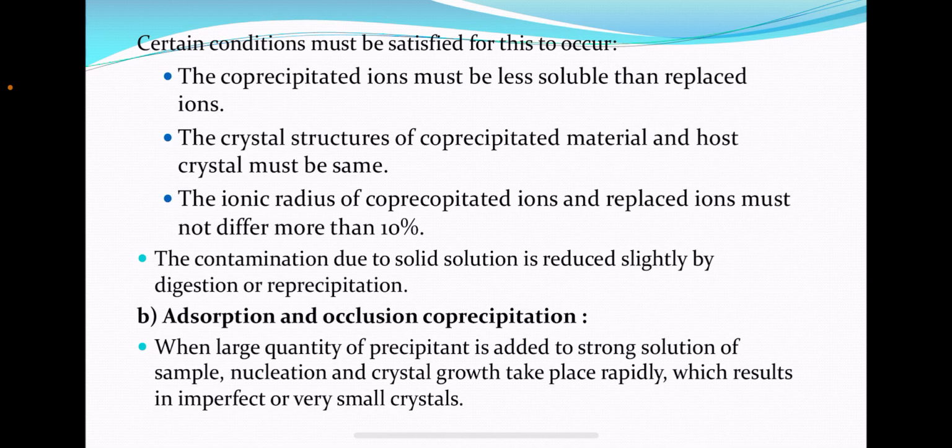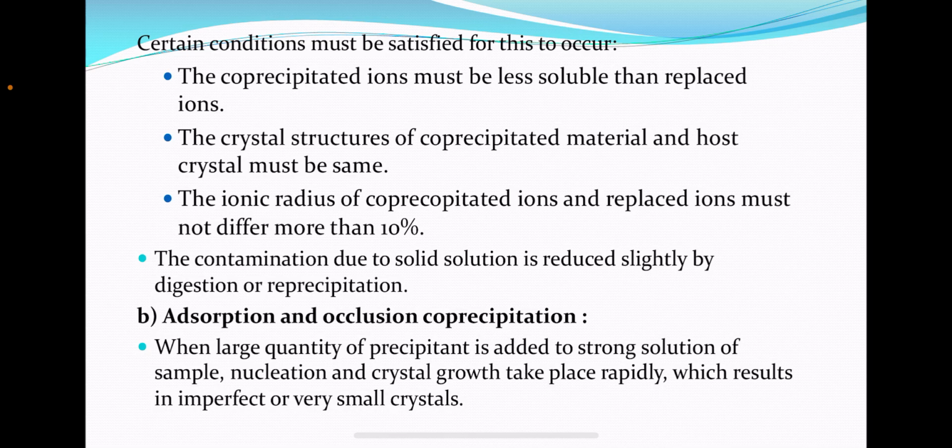And next, the second one is adsorption and occlusion coprecipitation. So when a large quantity of precipitant is added to a strong solution of the sample, nucleation and crystal growth take place rapidly, which results in imperfect or very small crystals.